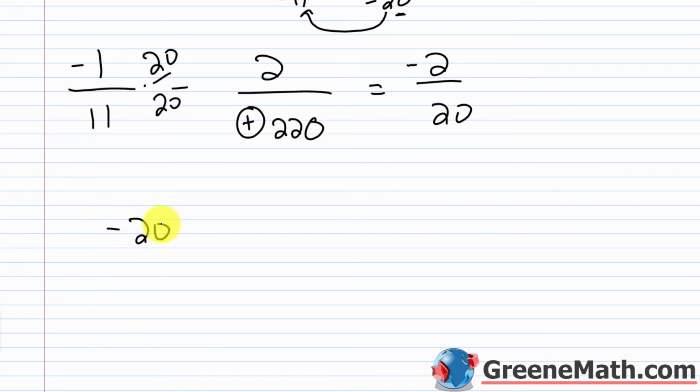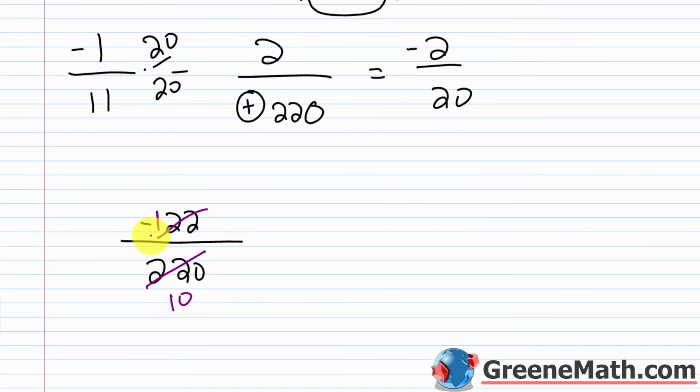So I'd have negative 20 minus 2 over a common denominator of 220. So this would be negative 22 over 220. And what would that reduce to? Well, each is divisible by 22. 22 divided by 22 is 1, so this would be negative 1. And 220 divided by 22 is 10. So this is negative 1/10.